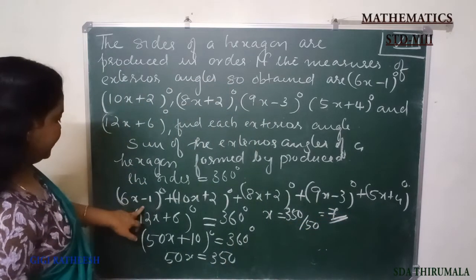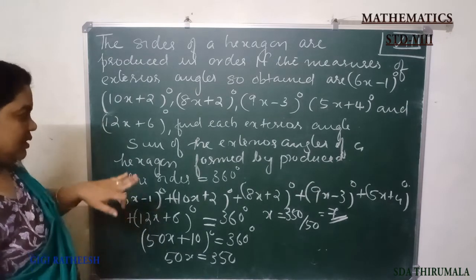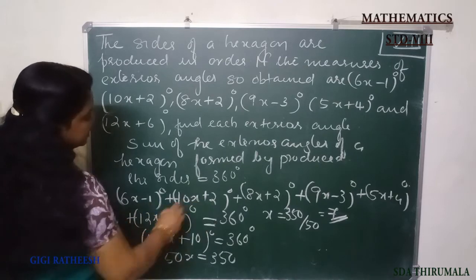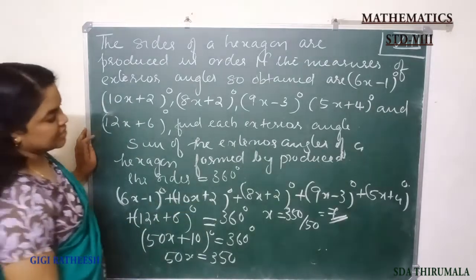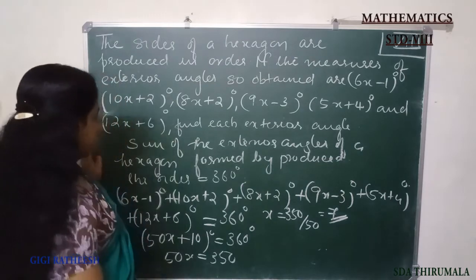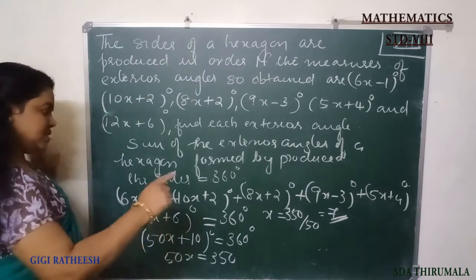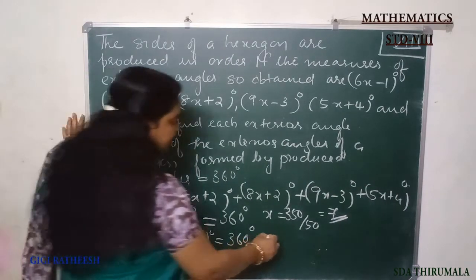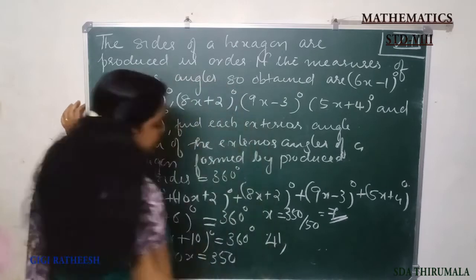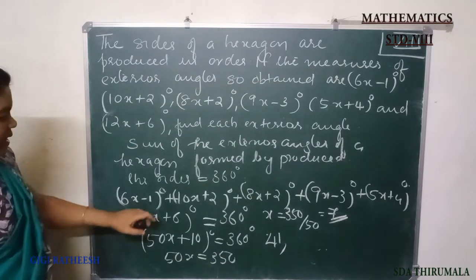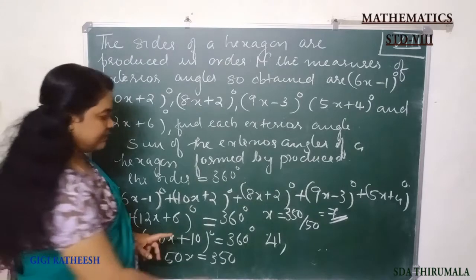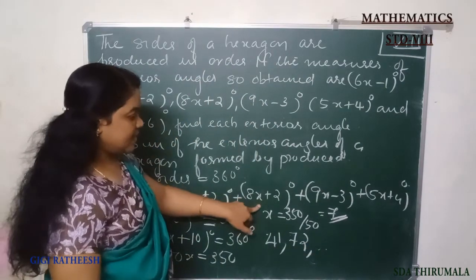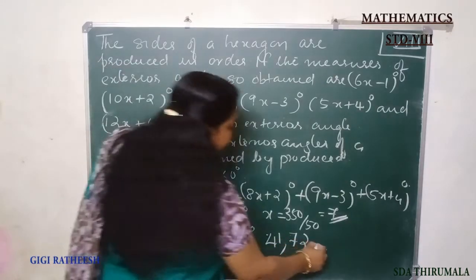The value of x is equal to 7. Substituting the values in this equation, that is 6x minus 1, 10x plus 2, 8x plus 2, 9x minus 3, 5x plus 4, and also 12x plus 6. Substituting x is equal to 7, 6 into 7 minus 1 is equal to 41. The angles are, first one is 41, and then 10 into 7 plus 2 is equal to 72. And third one, 8 into 7 plus 2 is equal to 58.